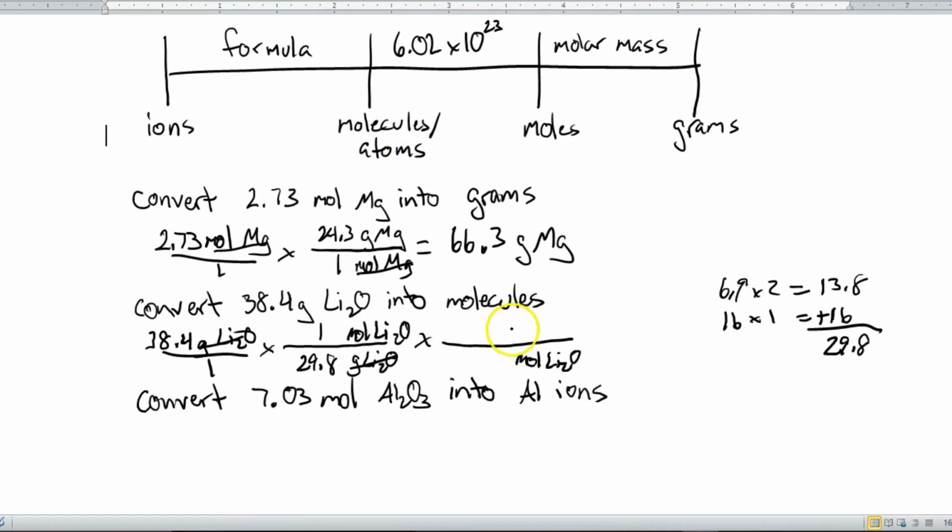Okay, so molecules, and I'm going to abbreviate that as MLC of lithium oxide. Alright, so what are my numbers? Well, it's right here. We have 6.02 times 10 to the 23rd molecules per 1 mole. Okay, so moles cross out. We are left with molecules.